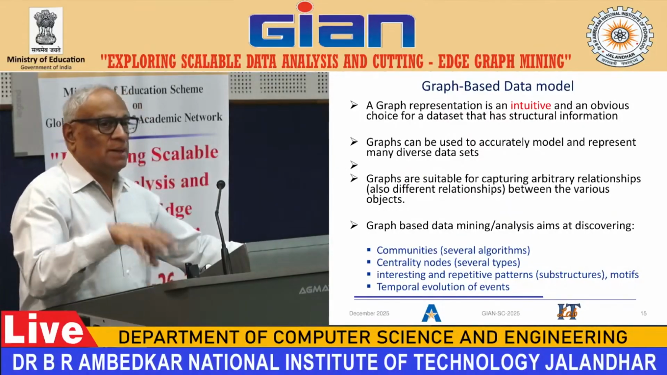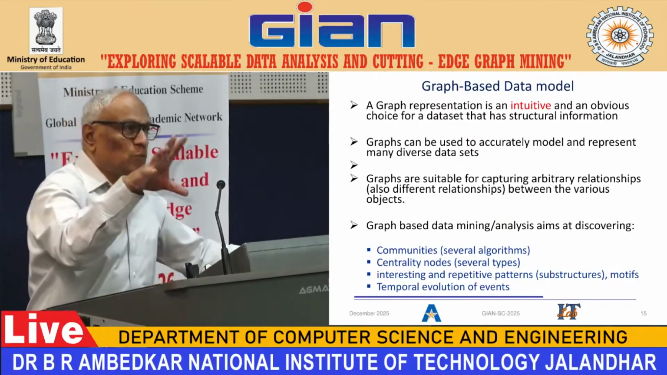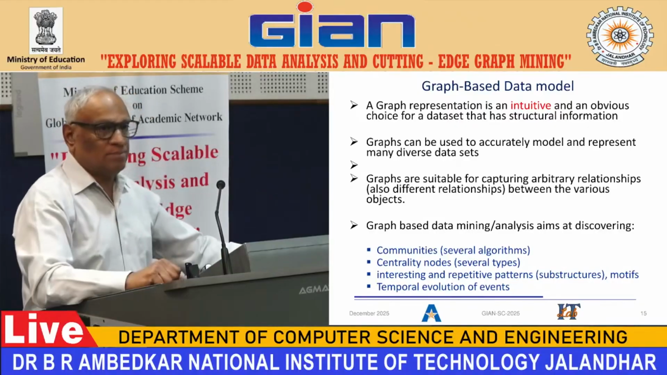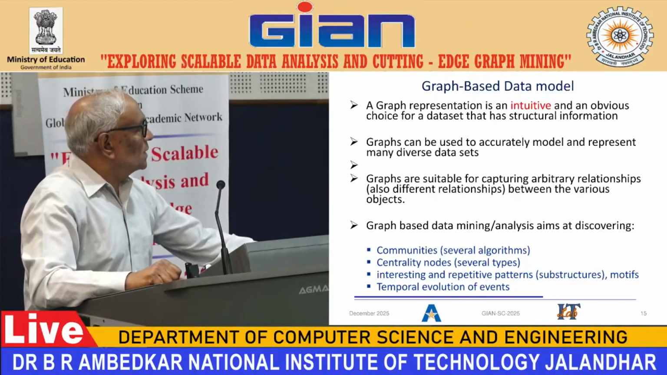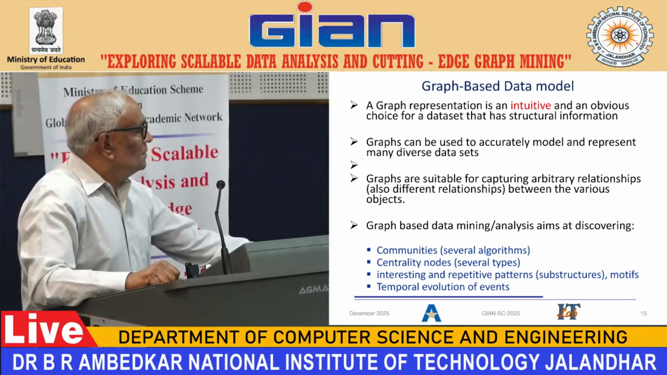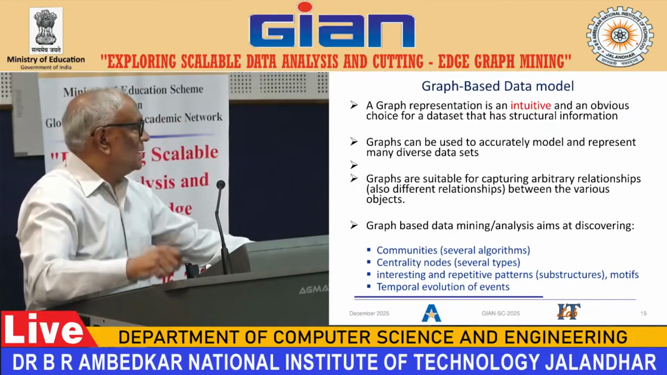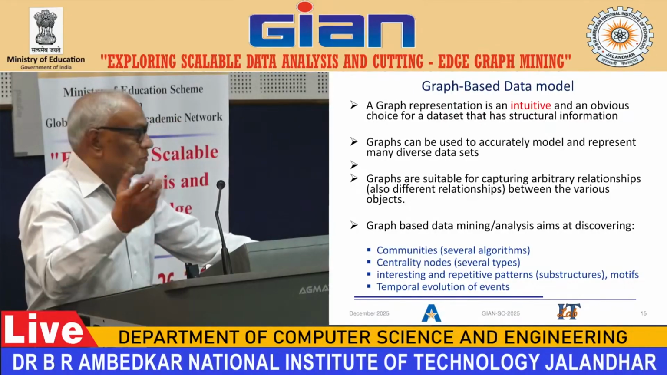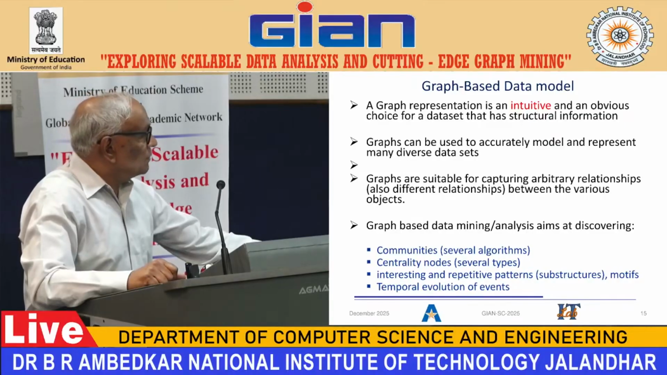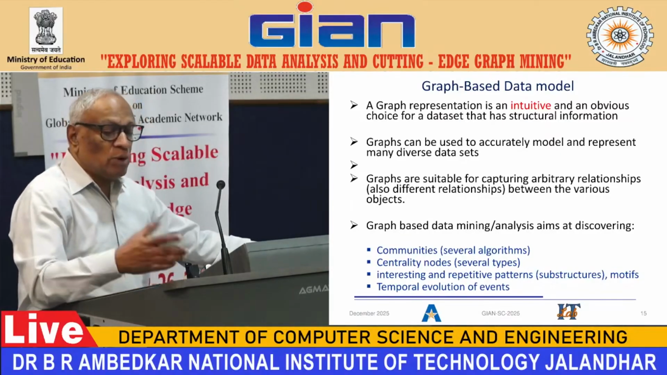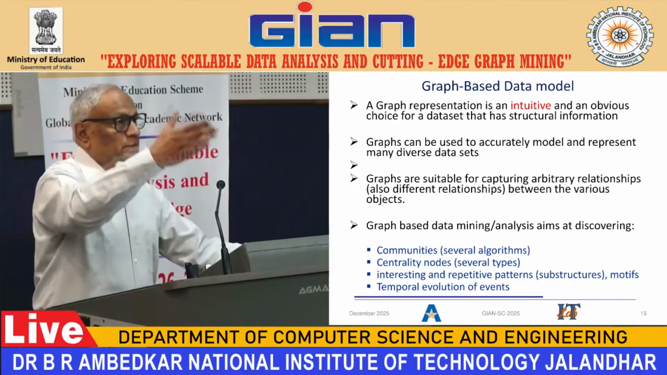Node labels will be different, edge labels will be different, node weights will be different, edge weights will be different. Graphs are suitable for capturing arbitrary relationships between various objects. Graph-based mining analysis aims at discovering communities. We just discussed the notion of clique and their approximation. Centrality nodes, we will come to that. Interesting and repetitive patterns, this is known as substructure or motifs. Temporal evolution of events. So you may want to know how things have changed over the period.